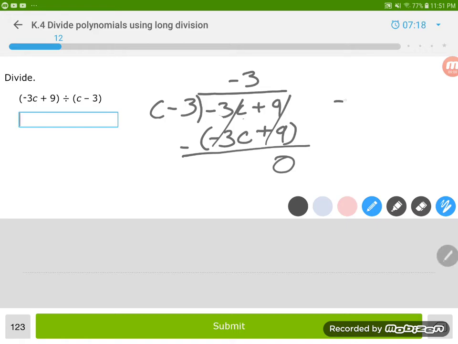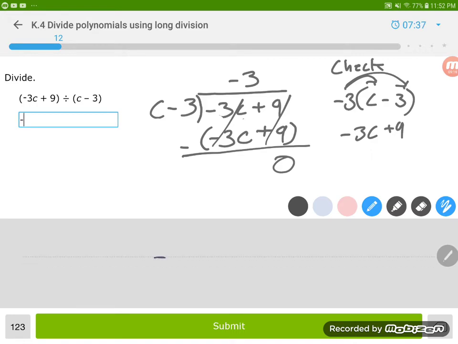And we can also check that if we want. Over here we have negative 3 multiplied by c minus 3. And indeed, that does check out. We see that equals negative 3c plus 9. So we're all good. So my answer is negative 3.